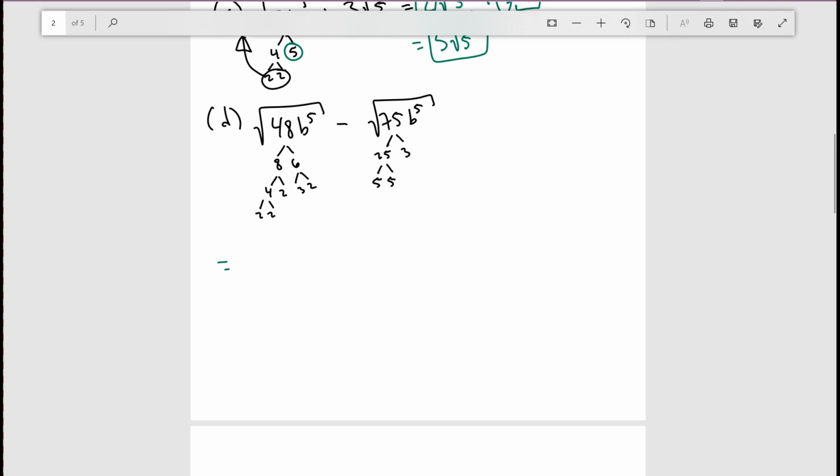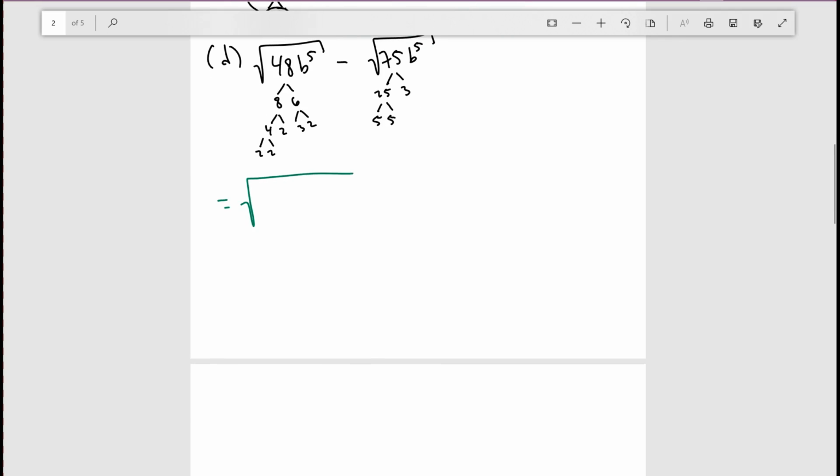So I have the square root. Okay, so I have a 2, a 2, a 2, a 3, and a 2. And then I have 5 b's. Okay, minus the square root. I have 2 5's. And then I have 1 3. And then I have 5 b's.